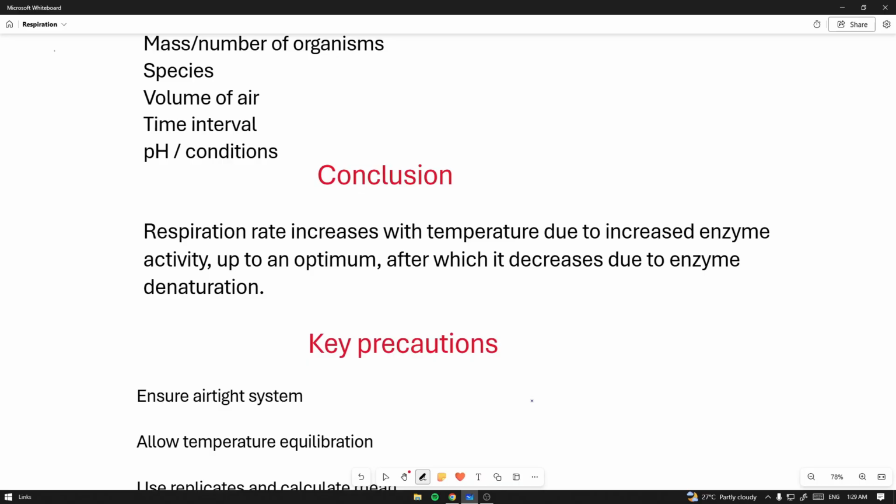So conclusion, we can draw a conclusion that the rate of respiration increases with temperature due to increased enzyme activity up to an optimum, after which it decreases due to enzyme denaturation.